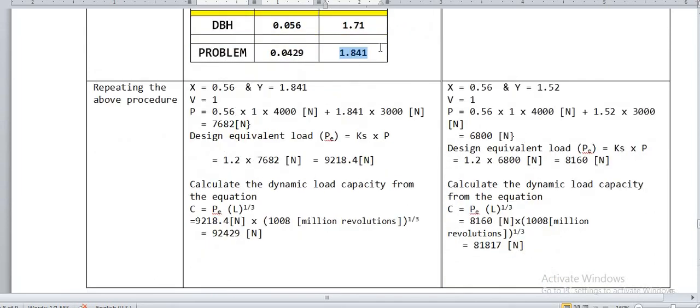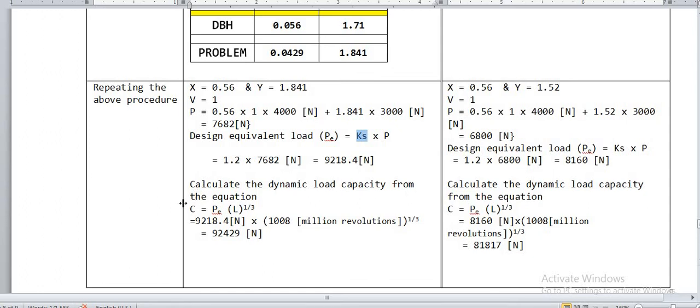Once we get the value of Y, X is constant at 0.56 and Y is going to be 1.841. Therefore the equivalent load is 7,682. Multiplying with the service factor, you will get 9,218 newtons.